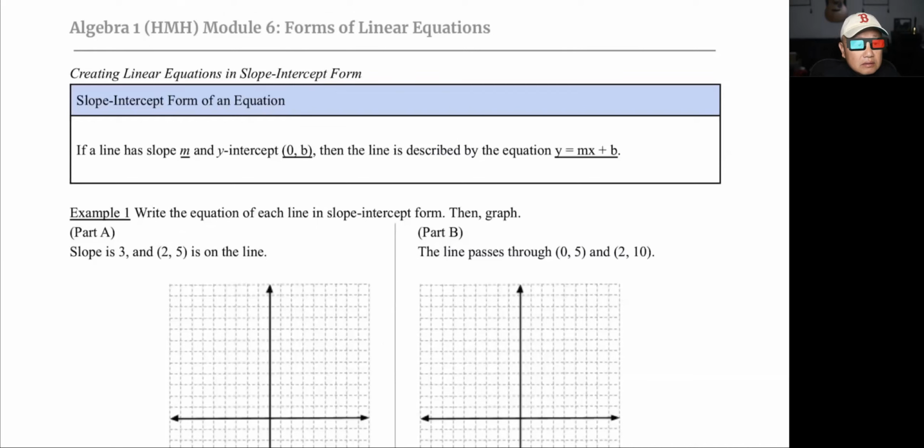And finally, we're looking at the slope-intercept form of the equation. If a line has slope m and y-intercept (0, b), then the line is described by the equation y equals mx plus b.